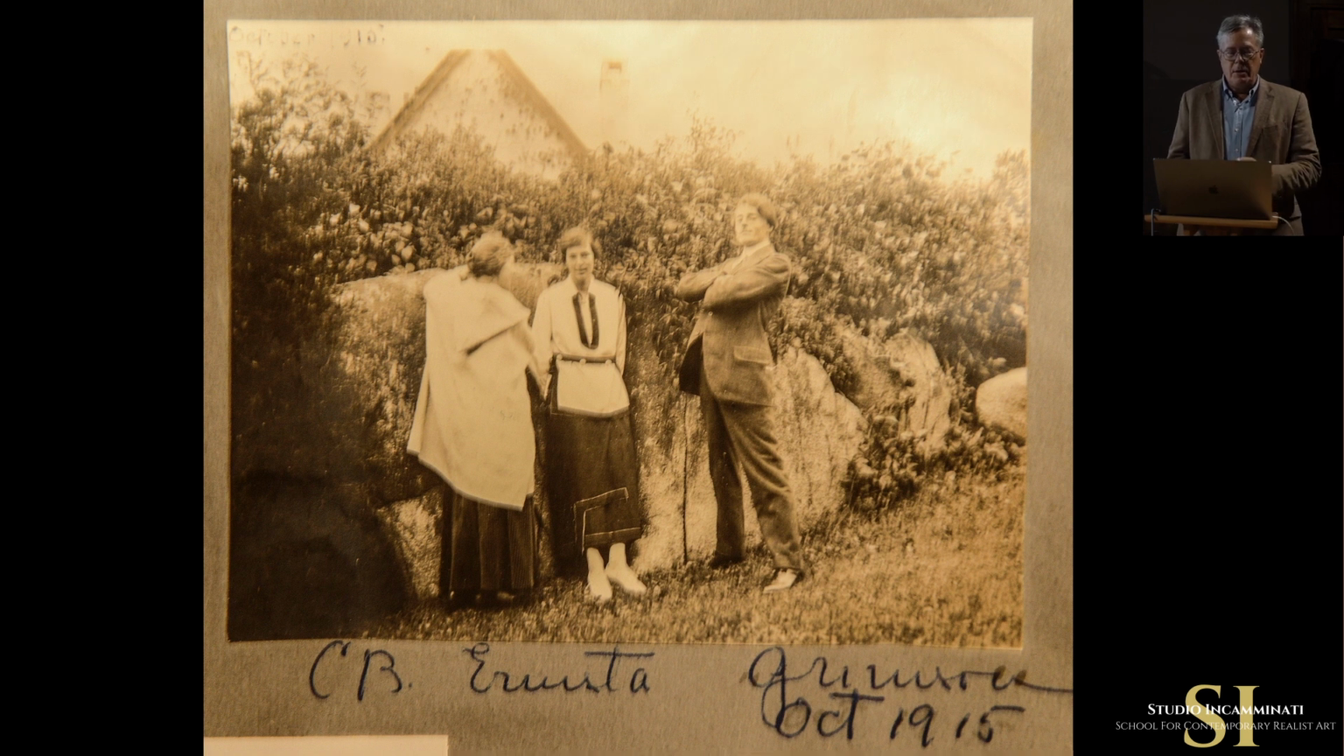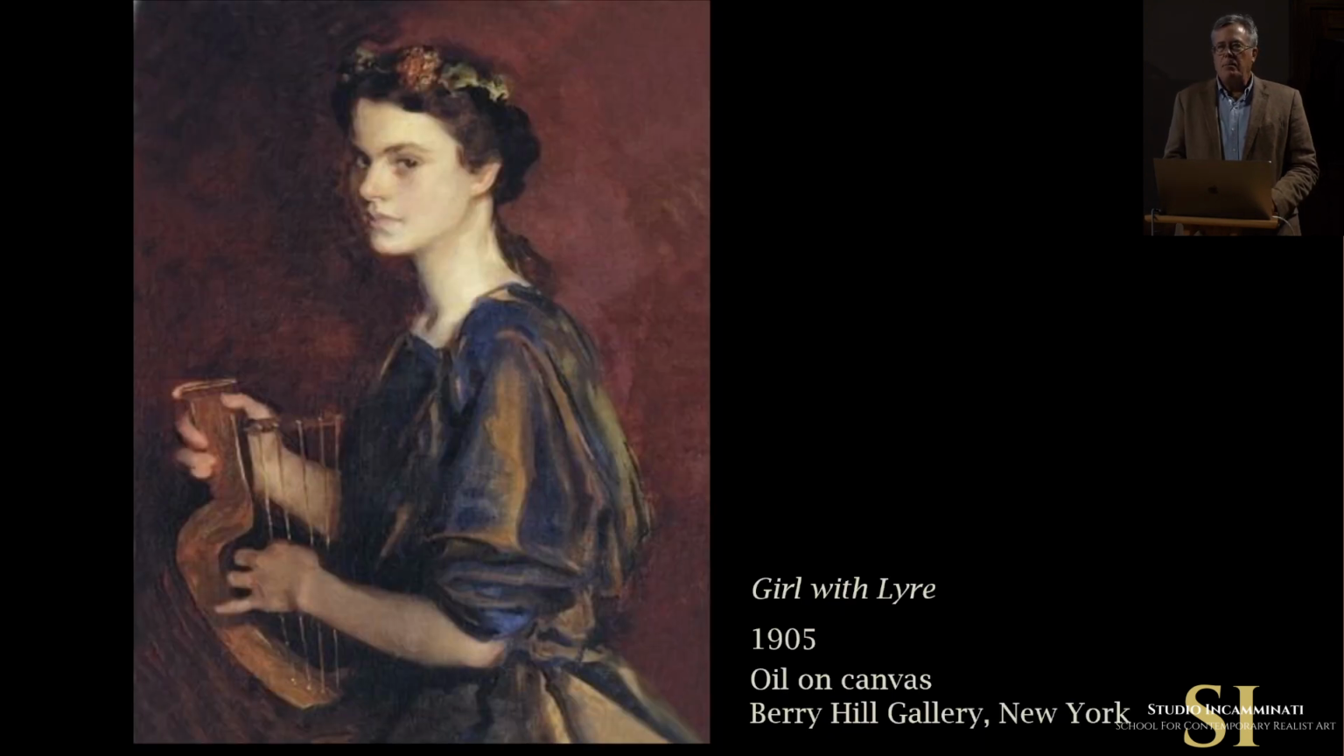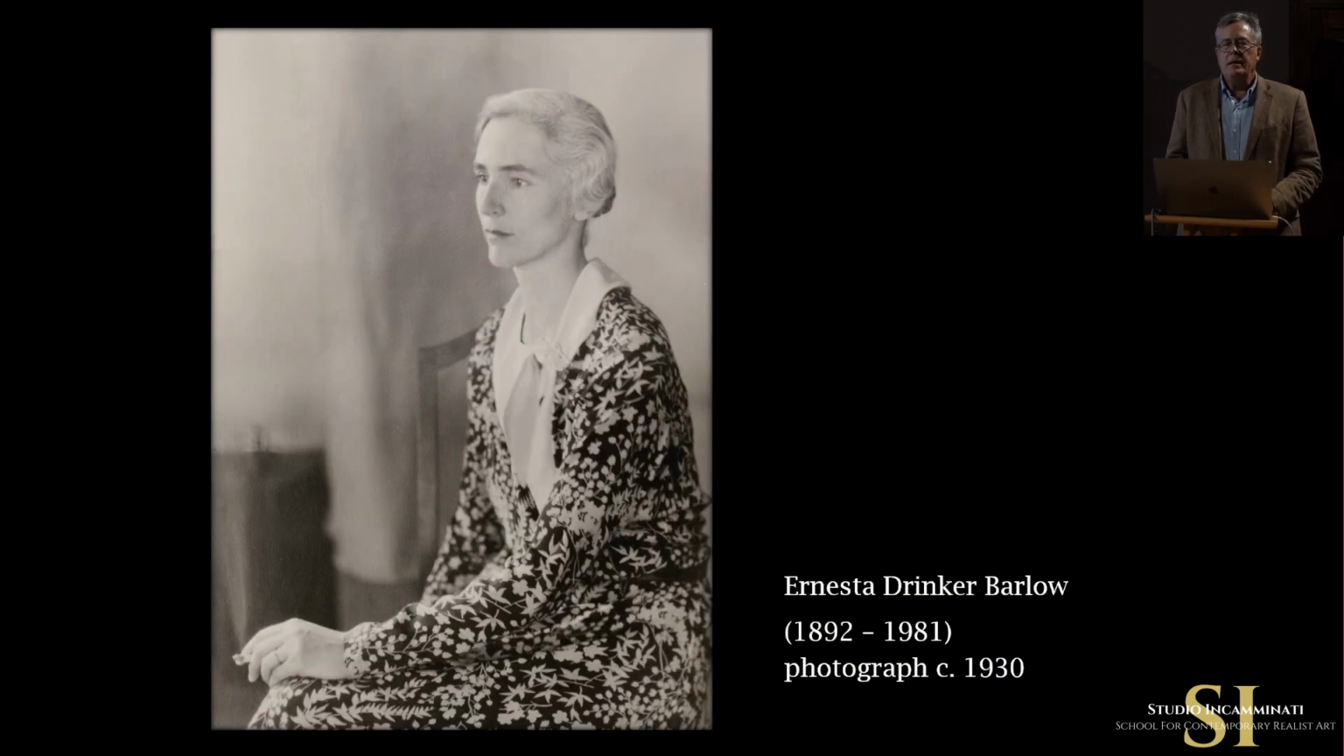There's Ernesta in the middle. This was a part of Cecilia's papers. That's Cecilia's own handwriting, so she just abbreviates that she's CB, then Ernesta in the middle, and a person whom I can't figure out on the right. Ernesta posed for this somewhat mythical-looking painting, Girl with a Lyre. We're leading up to the time of painting the Hillsdale and Ernesta canvases.